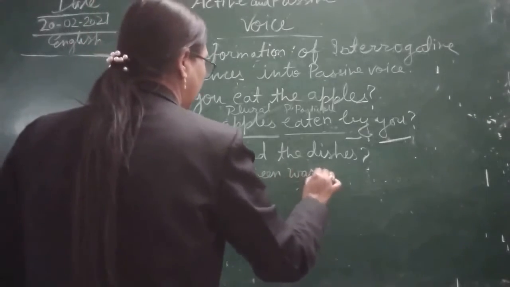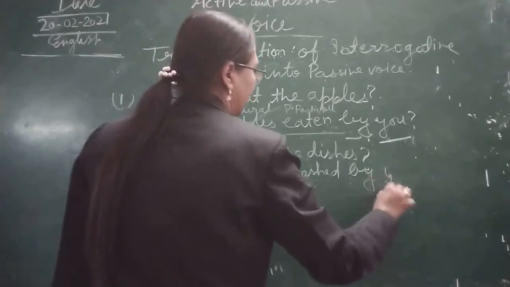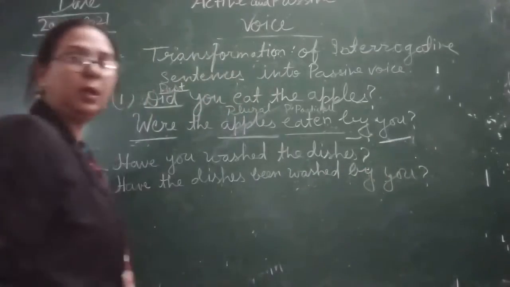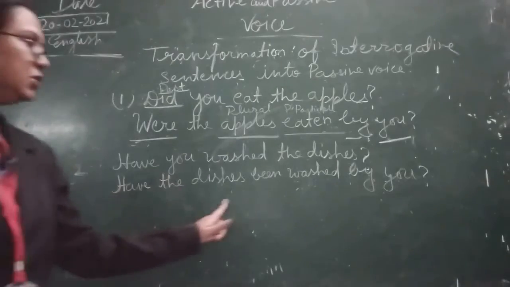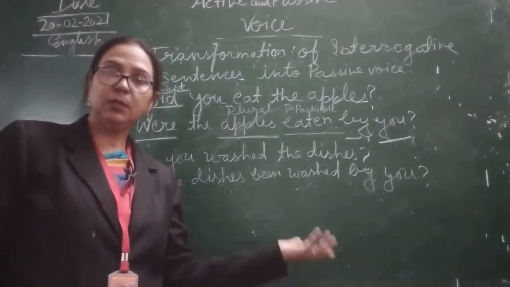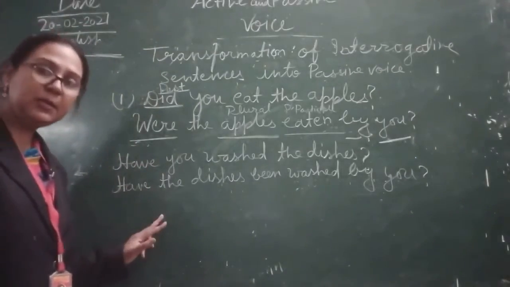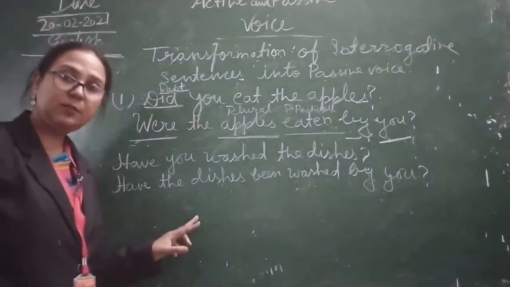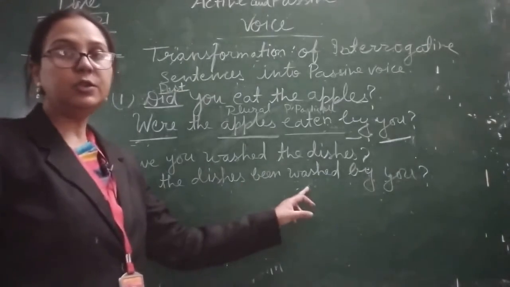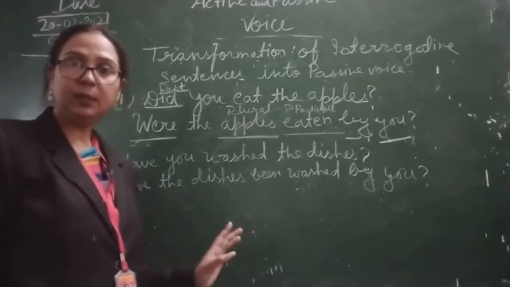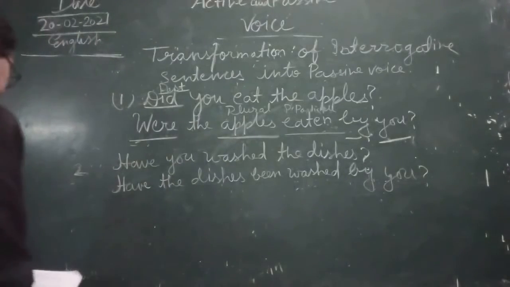Been washed by you. Okay, simple thing, children. You can see over here, have the dishes been washed by you? Simple. Only and only what we have done, have will remain same, present perfect tense we are following over here. Have the dishes been washed by you? Simple. Okay, children. Now I'll give you one more example.